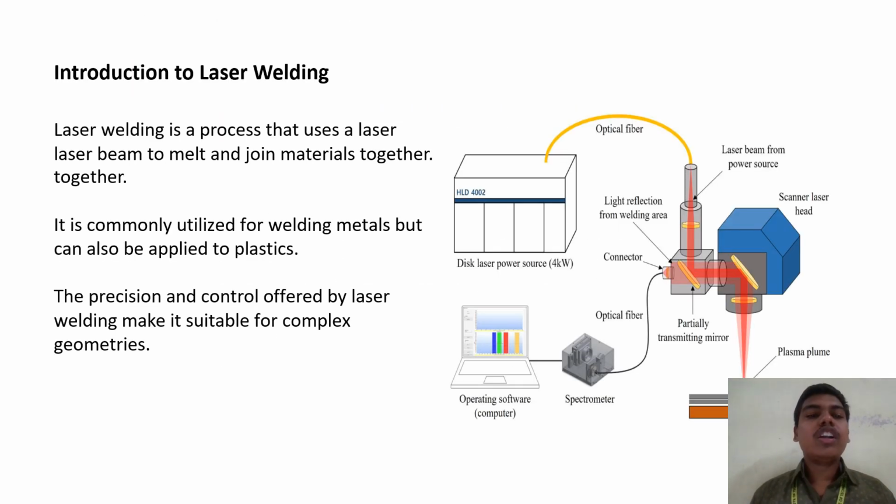First of all, what is laser beam welding? Laser beam welding is a process that uses a laser beam to melt a piece of metal and join the metal pieces together. It is commonly utilized for welding metals but can also be applied to plastics. The precision and control offered by a laser weld is suitable for complex geometrical applications.